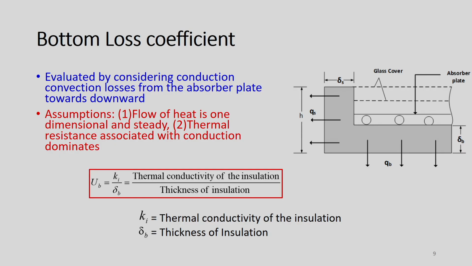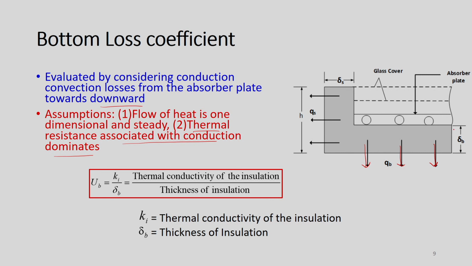Now, let us learn how bottom loss coefficients are evaluated. So, this bottom loss coefficient is evaluated by considering conduction and convection losses from the absorber plate towards downward. And assumptions are flow of heat is one dimensional and steady, and thermal resistance associated with conduction dominates. That is why the convective part is neglected, right.